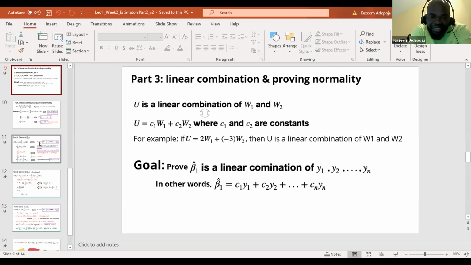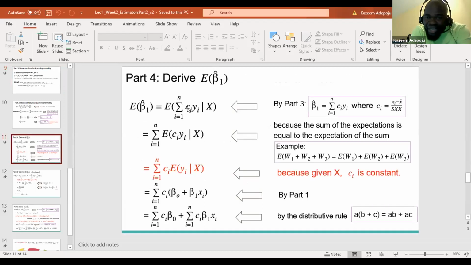That is the reason why I write this. Look at that, summation C_i Y_i, so summation C_i Y_i given X. Because don't forget, what are we looking for? We're looking for the expected value of beta 1 cap given X. And beta 1 cap is a linear combination of Y_i, and that's why I put that one here. You can see that now.